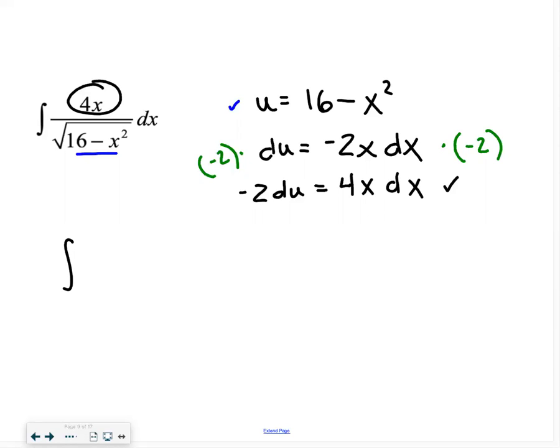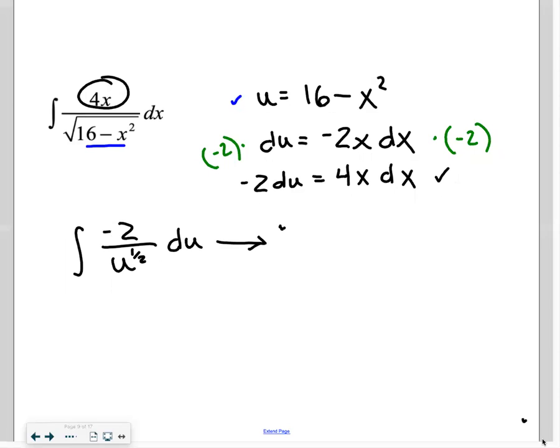You'd have to write it like this. The -2 du covers the 4x dx, and you have the u to the 1/2 in the denominator, which is the same thing as -2 u to the -1/2 du. I'll let you guys finish it from there.